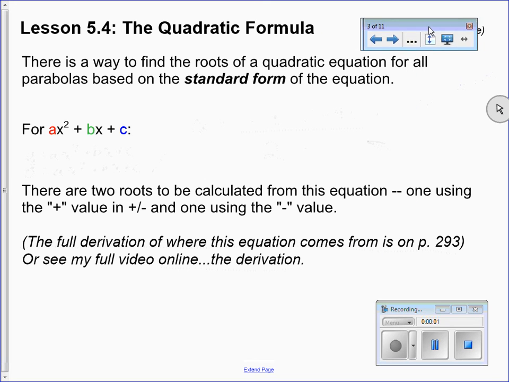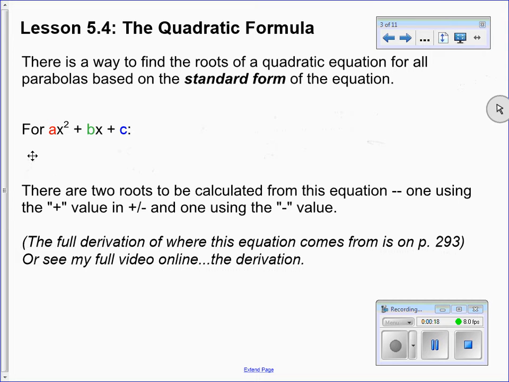So what we're going to do is talk about the quadratic formula. Now, basically, we have a way to find roots of a quadratic equation for all possible parabolas based on the standard form of the equation, which is ax squared plus bx plus c.